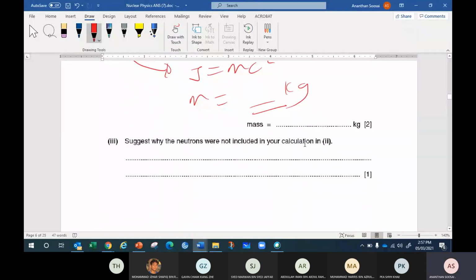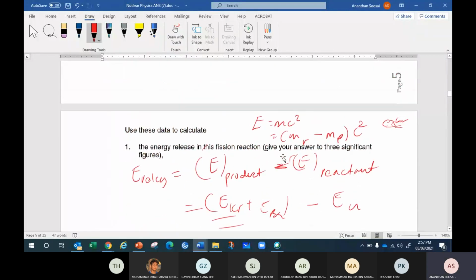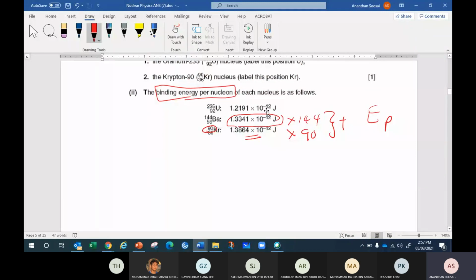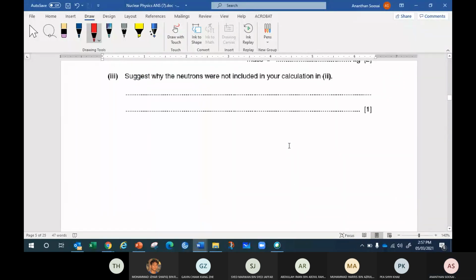Next, suggest why the neutron was not included in your calculations. So what's the answer? Why is the neutron not included? Because a neutron does not have any binding energy. It's a single particle, so it doesn't possess any binding energy because it doesn't bind with anything. Therefore it is not included in this calculation.